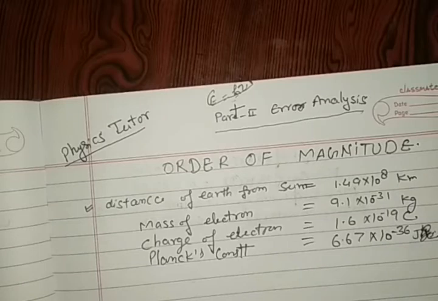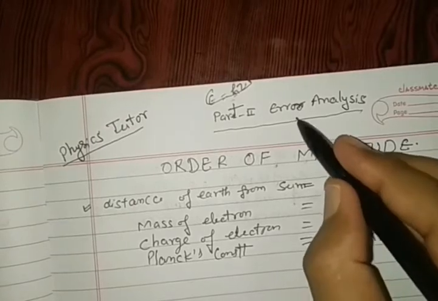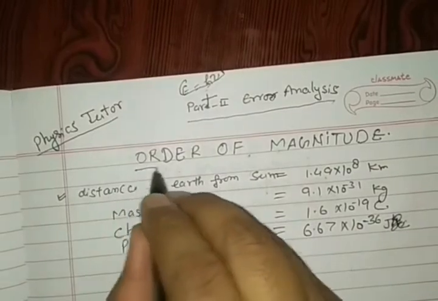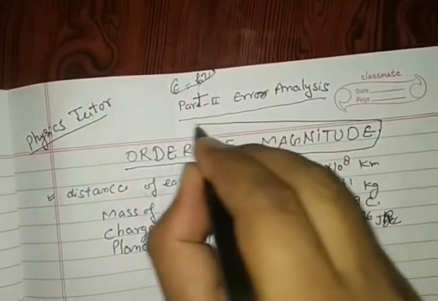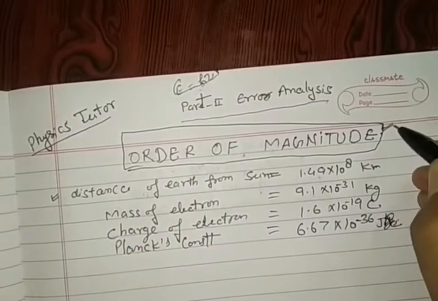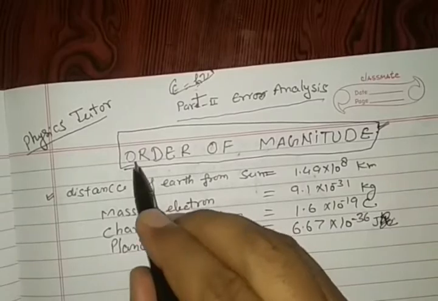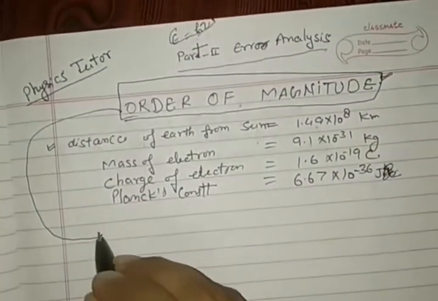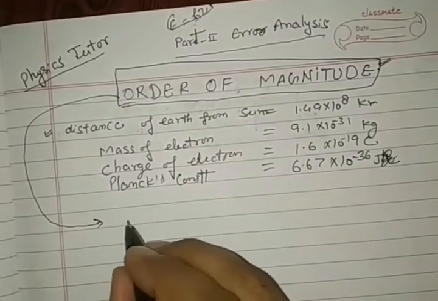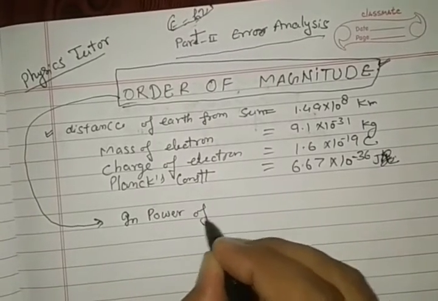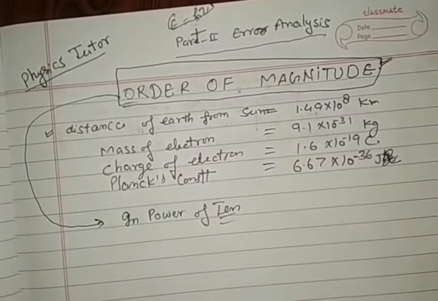So okay, let's start the lecture today. In error analysis, before doing this, I want to do a small topic, that is the order of magnitude. This is also very good and is asked in measurement physics. Order of magnitude is when a physical quantity measurement is represented in power of 10.